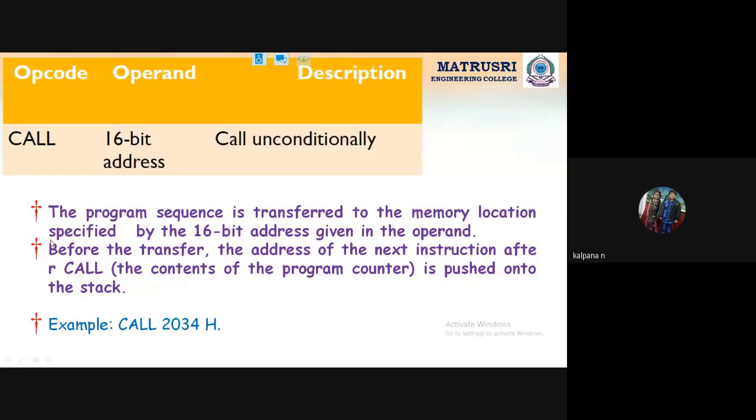Call is unconditional. Unconditional means irrespective of the flags; no flags will be affected here, whether the carry flag is set to 1 or reset, parity set or reset, zero flag set or reset, sign flag set or reset, whatever it may be. Call 2034 means the cursor will jump to, or call, the instruction present at the 2034 memory location. Syntax is call followed by the 16-bit address.